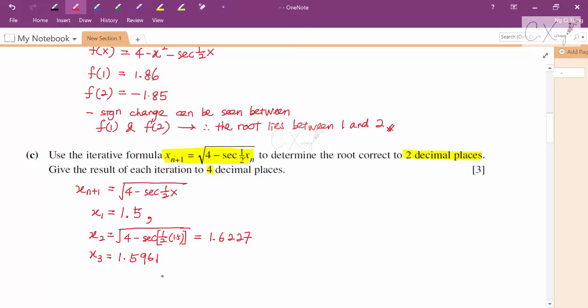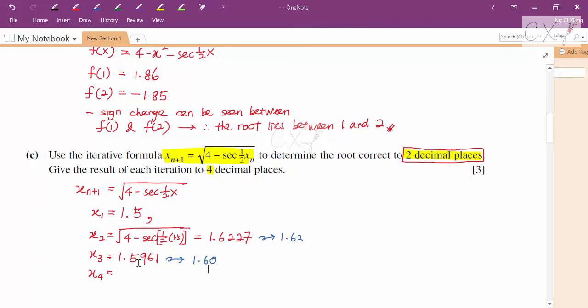So in the answer here, I will write 1.5961. I will repeat this iteration until I get values that are very close to each other in 2 decimal places. For this one, 2 decimal places is 1.62. For this value, 2 decimal places will be 1.60, where 1.62 and 1.60 are not the same yet. So these two are not the roots yet. You can continue with the next iteration to find x4.